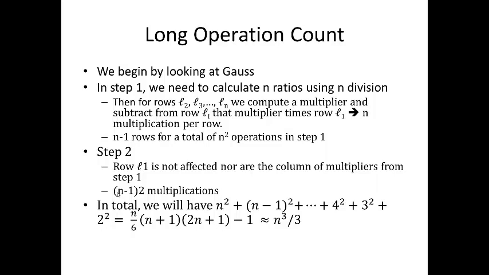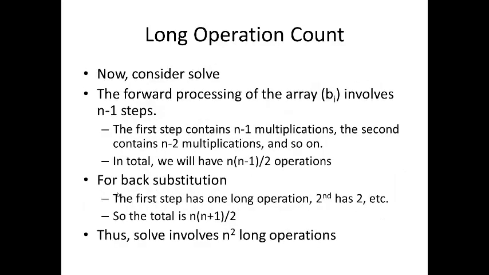We include the computation of ratios in our count for the multiplications per row, which is why you see the n. In total, we'll have n squared plus (n minus 1) squared plus all the way down to 4 squared plus 3 squared plus 2 squared, and that gives us about n cubed over 3. So basically the number of long operations in this procedure grows like n cubed over 3, and that's going to be our dominant term.